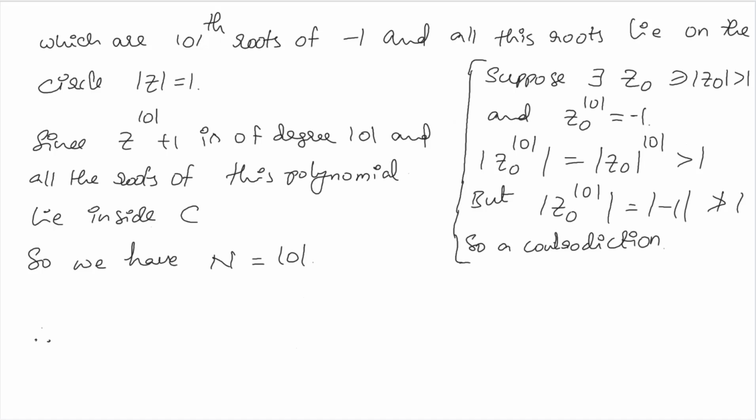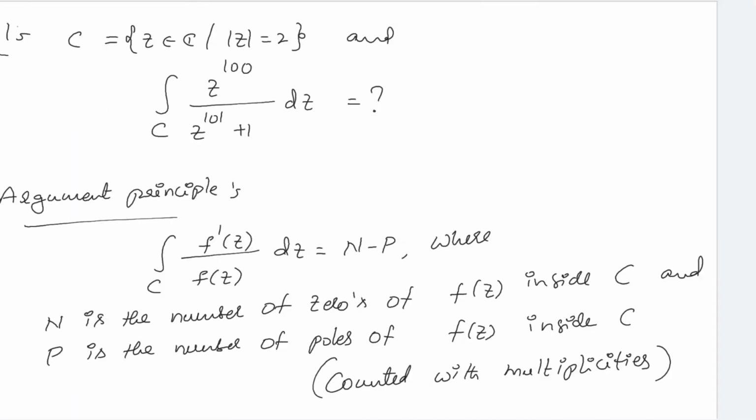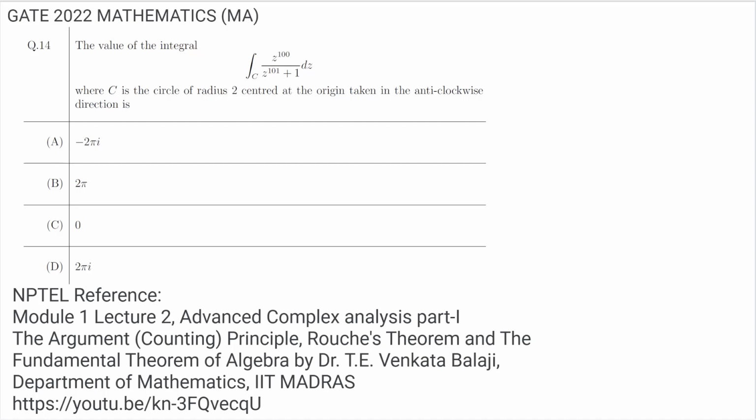and hence in total we have the value of the integration over C of z to the power of 100 divided by z to the power of 101 plus 1 dz equal to 2 pi i divided by 101 times 101 minus 0, and this is nothing but 2 pi i. Hence the answer is option D. Thank you.